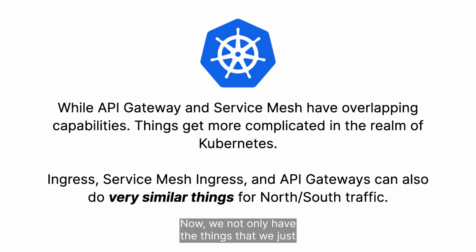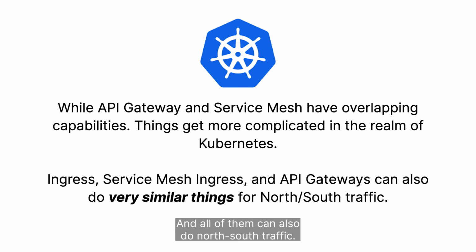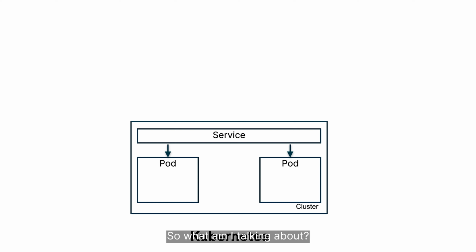Enter Kubernetes. Now, we not only have the things that we just talked about with service mesh, with sidecars and with API gateways, but in Kubernetes itself, we have an ingress, we have a service mesh ingress, and then we have API gateways, and all of them can also do north-south traffic. So which one do I use there? So what am I talking about? Let's stop for a second, back up.